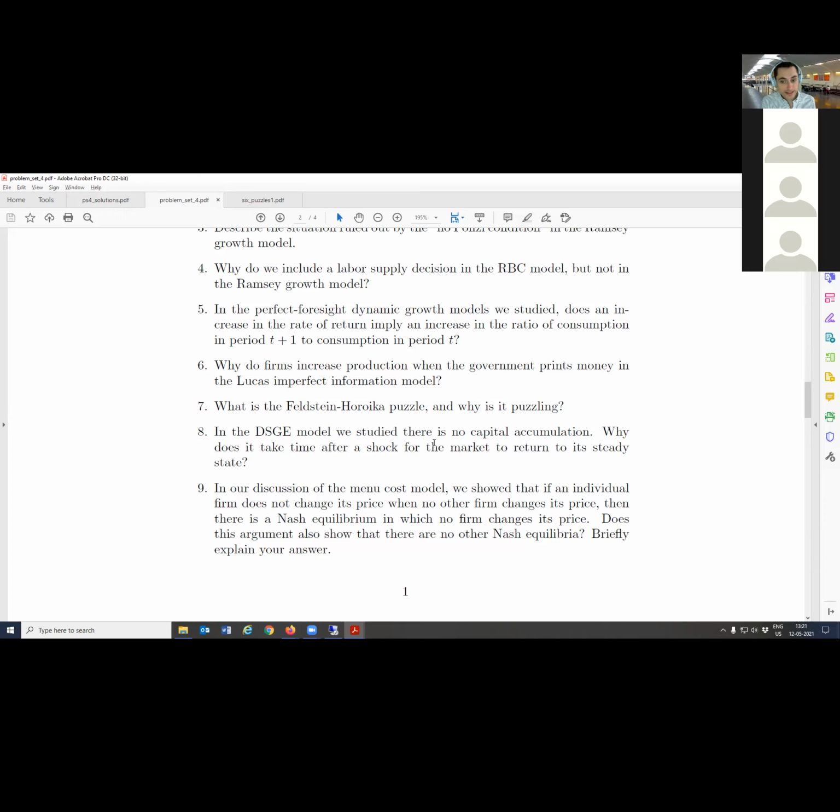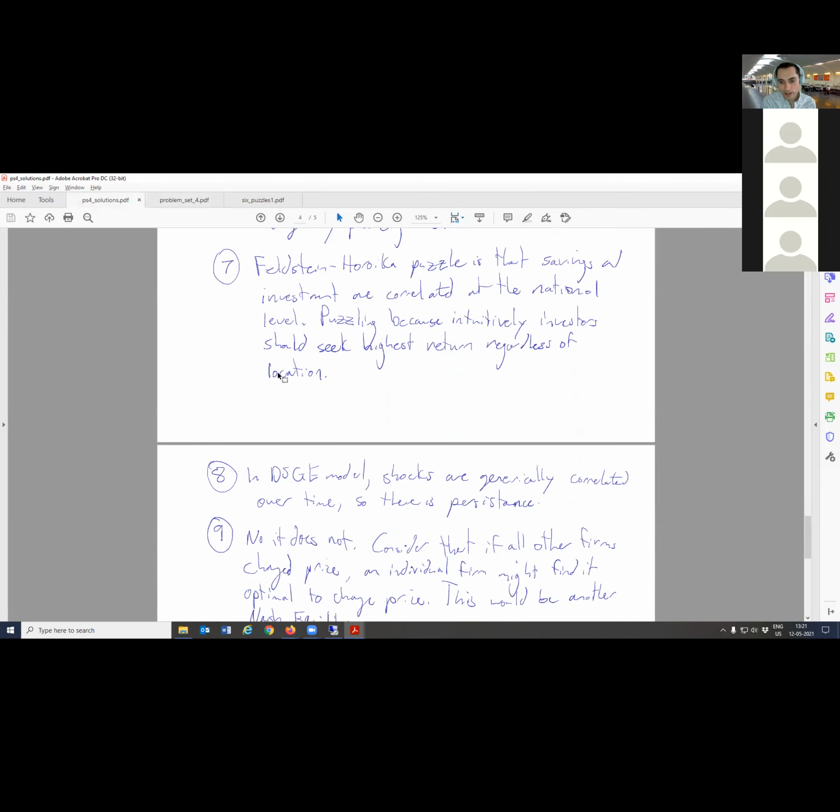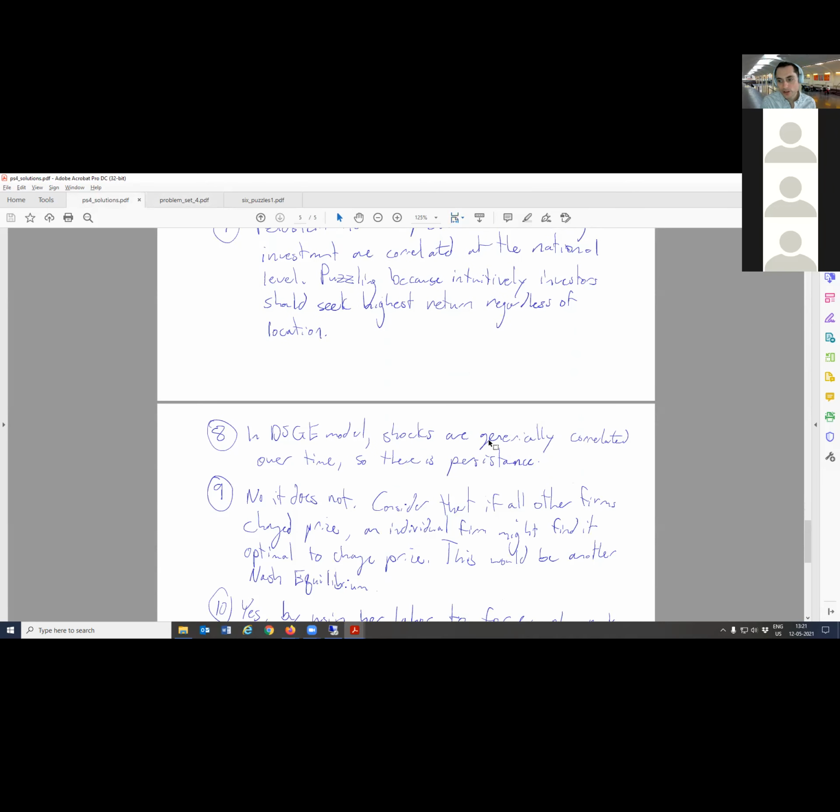In the DSGE model, there is no capital accumulation. There's nothing that ties one period to the next. How is it that we can explain persistence in that model? In the DSGE model, shocks are generically correlated over time. So there's persistence, right? The shocks follow an AR(1) process, so that the shock today is related to the shock yesterday, plus some random innovation. So that's going to cause persistence over time.